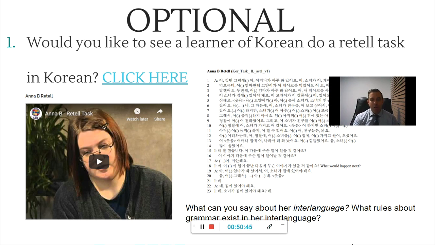What could you say about her interlanguage? And what rules about grammar exist in her interlanguage? This one is linked in this slide, but it's also linked in your task slides. And if you're super interested, there's a second Korean speaker at the bottom of that page who's a lot lower. Okay? All right.